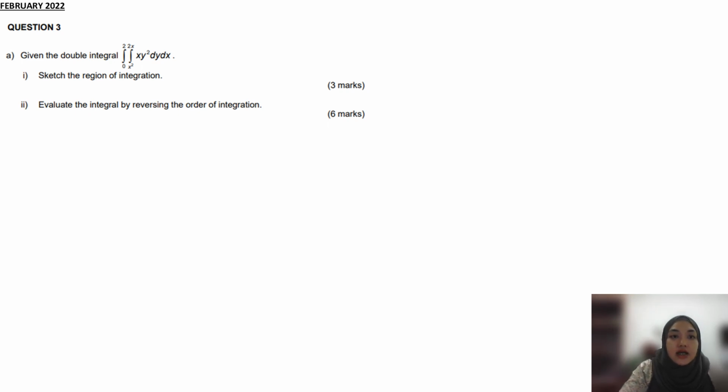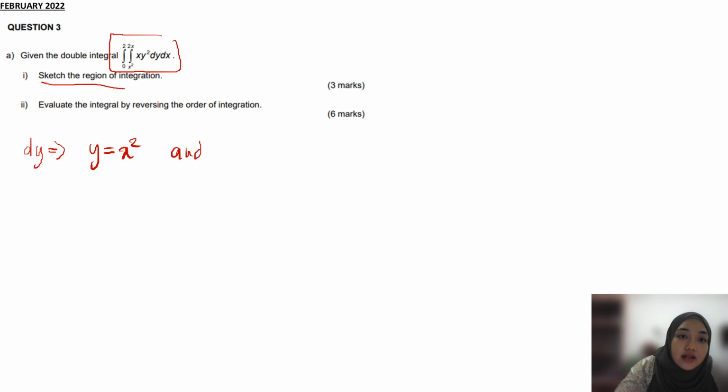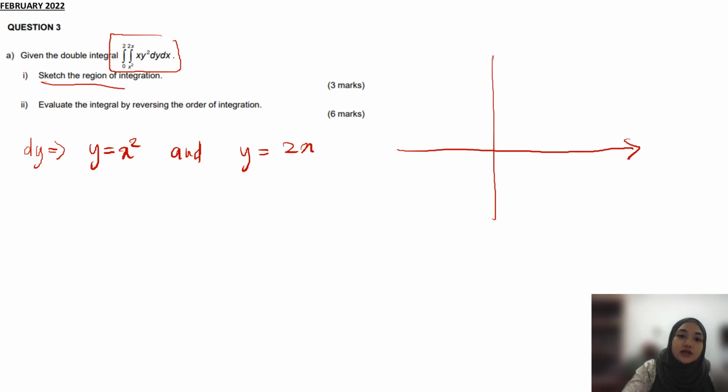This is the question from 2022. From this integration, you have to take out dy first. So dy is the case here. We have y equals x squared, and another one, y equals 2x. Since this one, you have to plot the graph. How to plot the graph? This one is a parabola, with x and y axes.